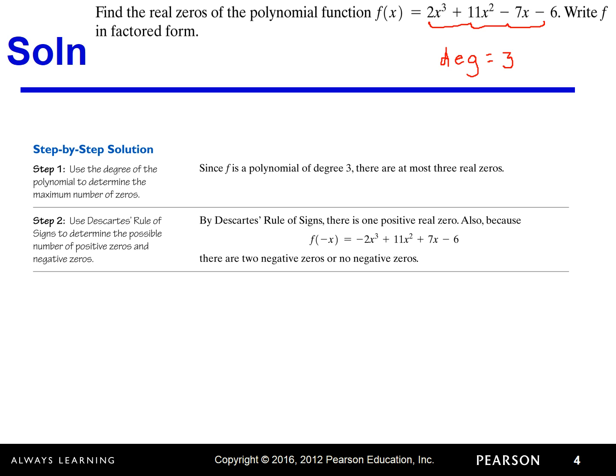And if we do the same thing with f of negative x, we get one sign change, negative to positive, not a sign change, positive to positive, one more sign change, so 2 total, positive to negative. So it's going to be 2 or 0 as far as the negative zeros go. 2 or 0. Okay, so now we kind of know what to expect.